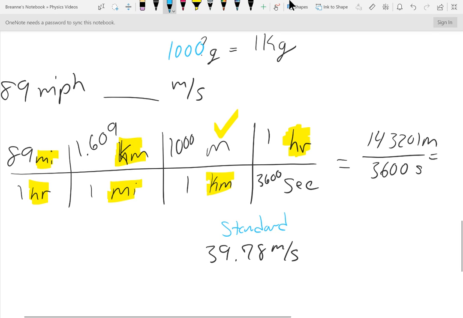Remember, this is in standard form. We want it in scientific notation, so you have to move the decimal once, going from a bigger number to a smaller number. So it's positive, so our answer is 3.98 times 10 to the 1 meters per second.